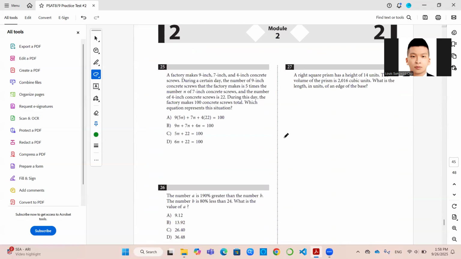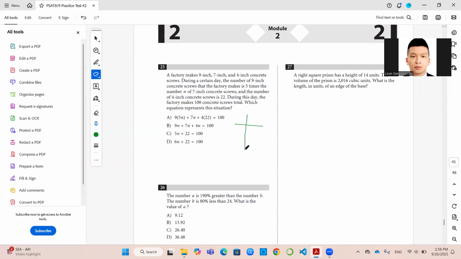A factory makes 9-inch, 7-inch, and 4-inch concrete screws. During a certain day, the number of 9-inch concrete screws that the factory makes is 5 times the number n of 7-inch concrete screws, and the number of 4-inch concrete screws is 22. During this day, the factory makes 100 concrete screws total. Which equation represents this situation?